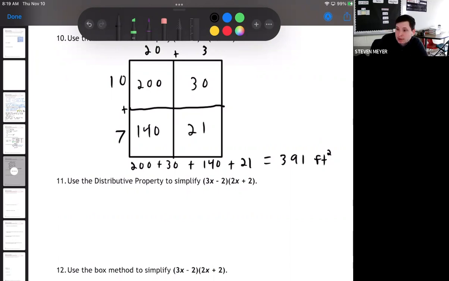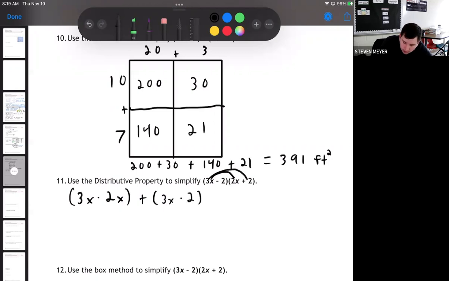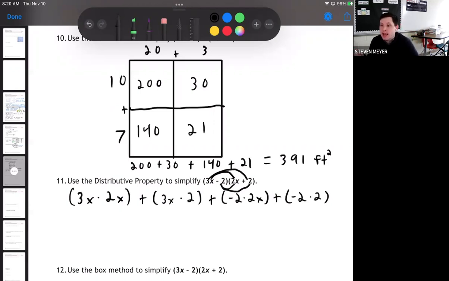Okay, so use the distributive property to simplify (3x - 2)(2x + 2). So 3x times 2x. 3x times 2. Then negative 2 times 2x. And then negative 2 times 2. And notice that in between all of these, I use just addition. And if the value had a minus in front of it, I just made that value negative.